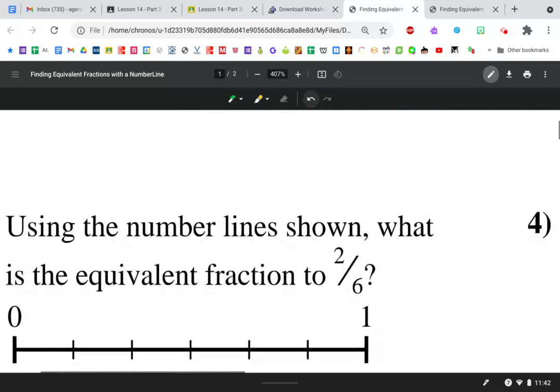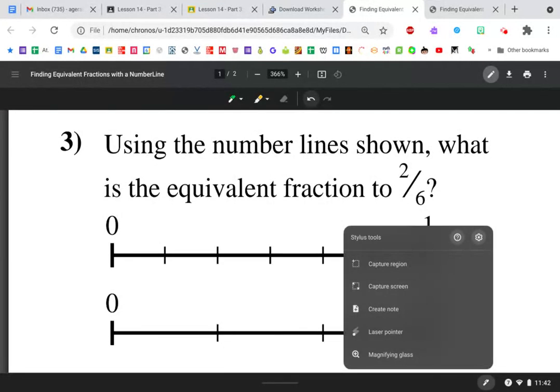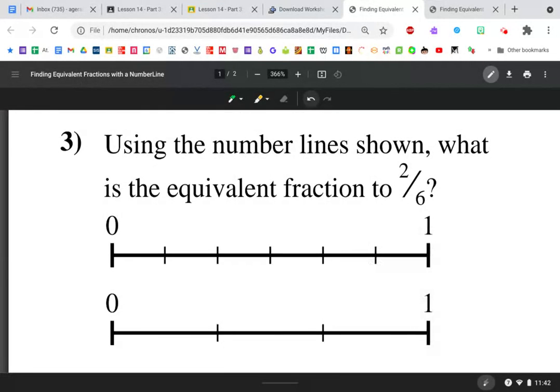Let's go down here to number 3. Number 3 says, using the number lines shown, what is the equivalent fraction to 2/6? All right, step 1. Label both number lines. So let's count. 1, 2, 3, 4, 5, 6. The 6th number line is on top.